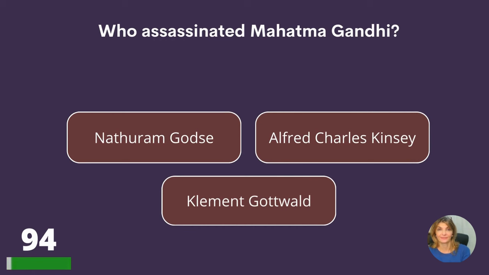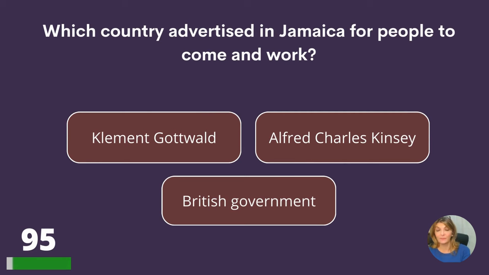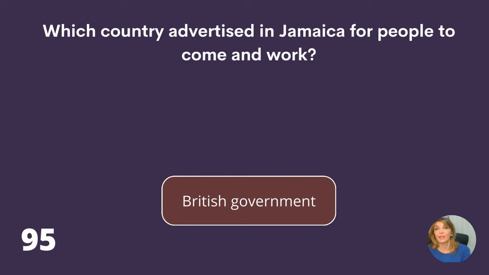Who assassinated Mahatma Gandhi? Nathuram Godse, Alfred Charles Kinsey, or Clement Gottwald? Nathuram Godse. This next one. Which government advertised in Jamaica for people to come and work? The US, the UK, or the French government? So it's the British government, the UK government.